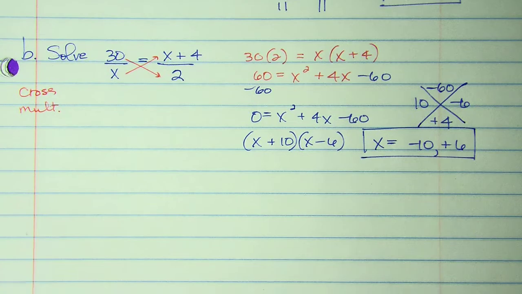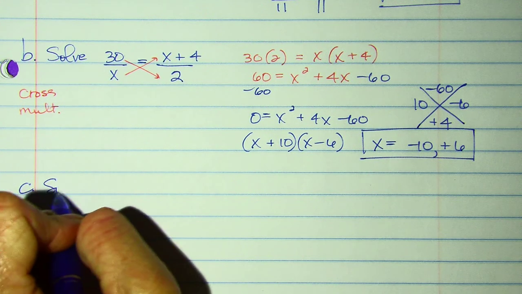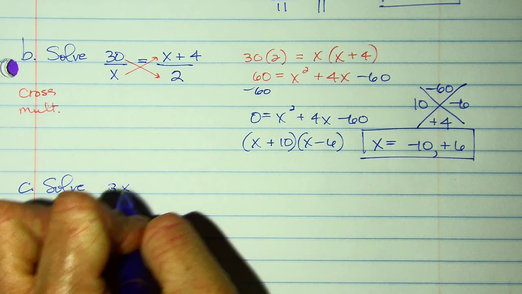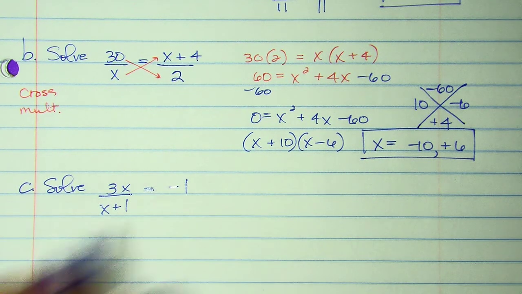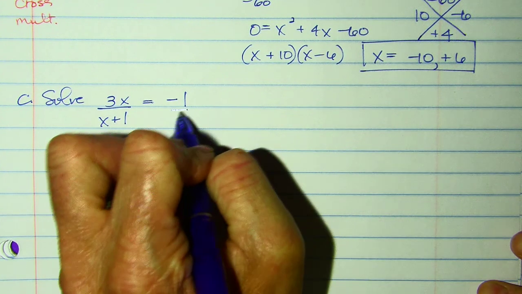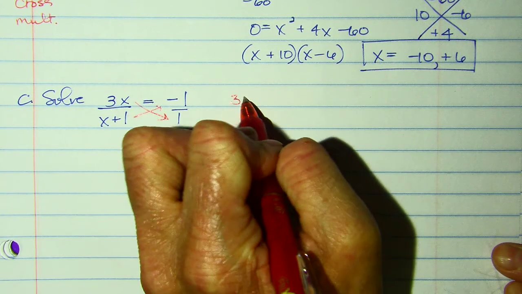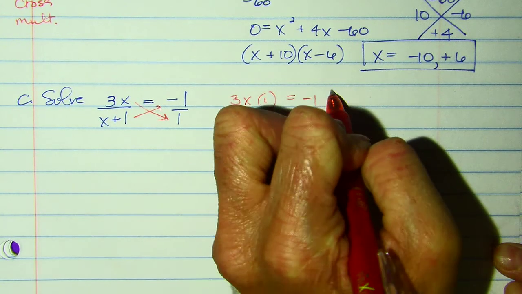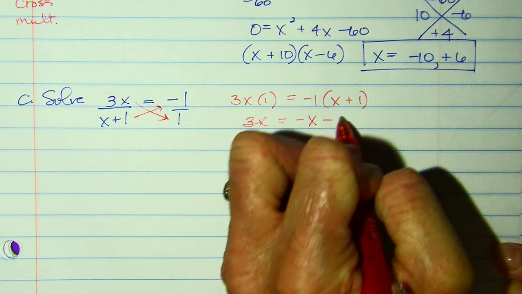Moving on to part C. Solve 3x over (x plus 1) is equal to negative 1. Now for this one, I only have a single fraction on the left, but on the right-hand side I have a constant. But remember, I have an invisible 1 underneath, so I can still cross multiply. So 3x times 1 equals negative 1 times (x plus 1). That gives me 3x equals negative x minus 1.